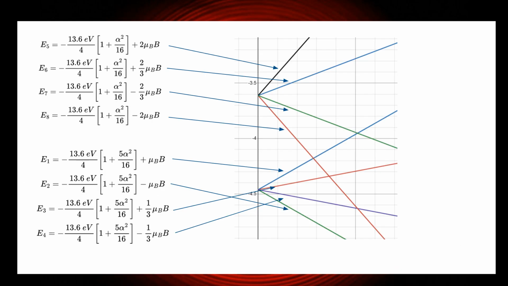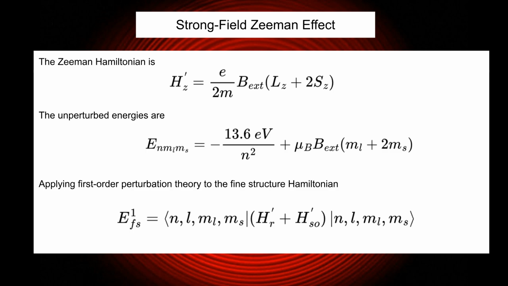This diagram illustrates how the energies of the n equals 2 states evolve as the external magnetic field increases, demonstrating the weak field splitting. In the strong field Zeeman effect, the external magnetic field is strong enough that the Zeeman interaction dominates over the spin-orbit coupling. As a result, the good quantum numbers are n, m_l, and m_s.